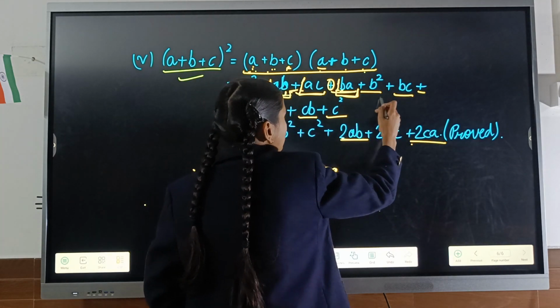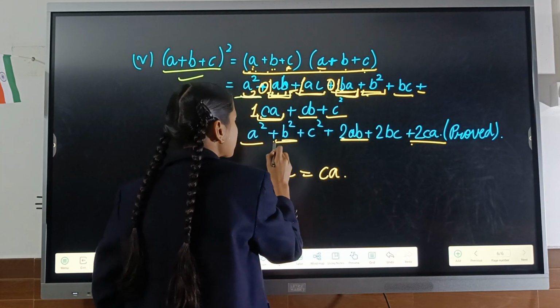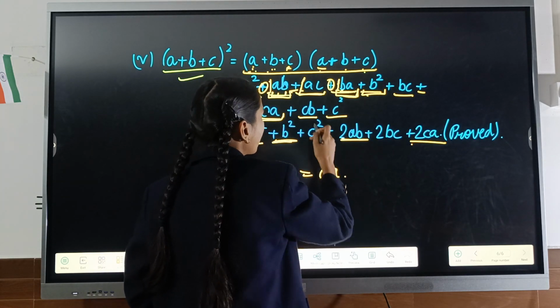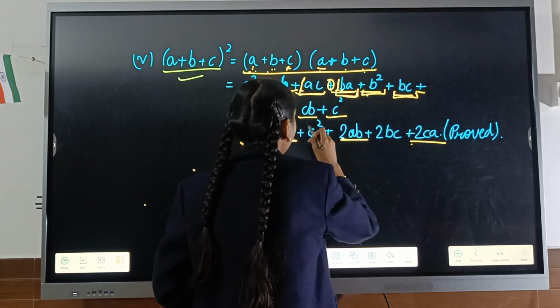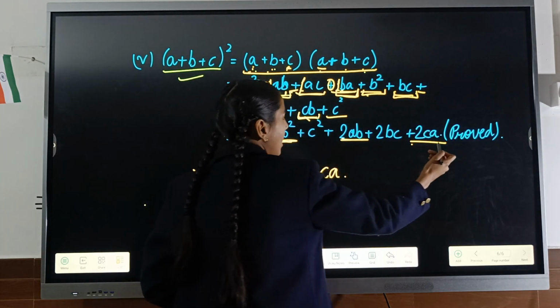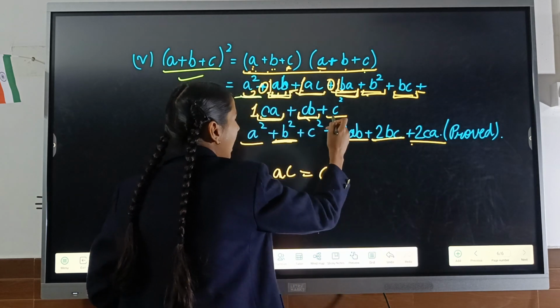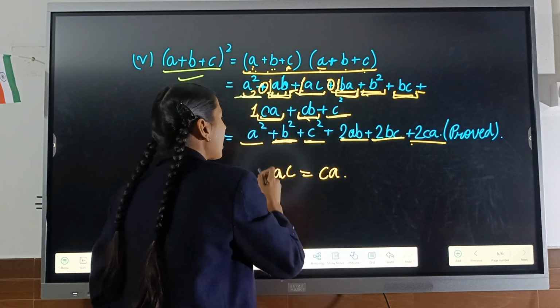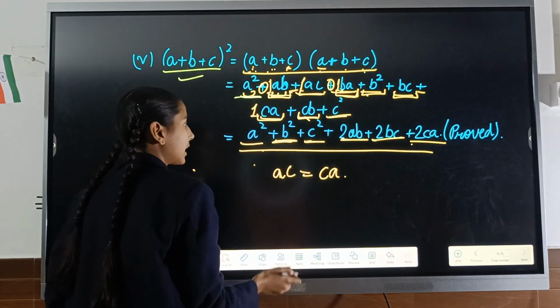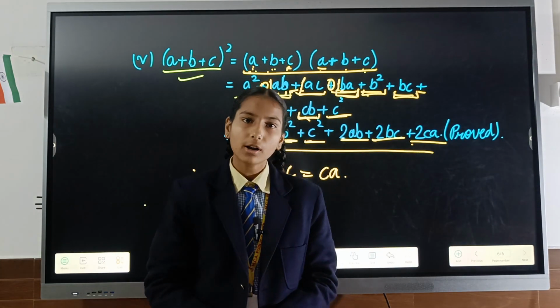Now next is B square. So we have simply written B square here. And next, here is 1BC and here is also BC. So we will also add them and we get the 2BC. And here is the C square. So our formula has come, means it is the correct formula. So we have proved all the formulas.